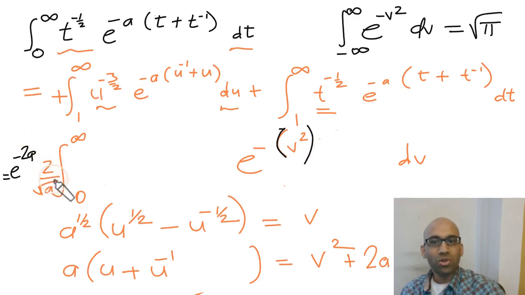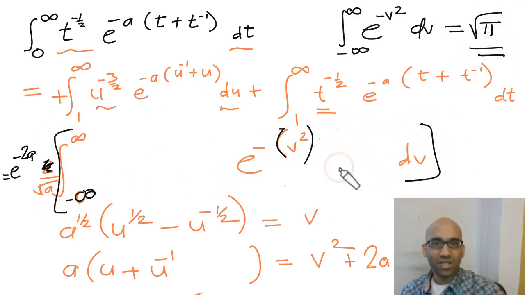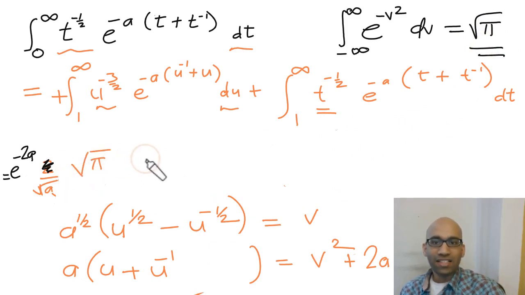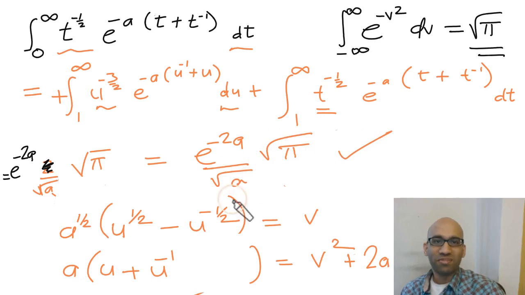And since we've got a 2 here, and from 0 to infinity we can cancel this 2 out and write it from negative infinity to plus infinity, because this function is symmetric over positive and negative numbers. And so we can have negative infinity to plus infinity of e power minus v squared dv is equal to square root of pi. And so all of this piece here is just square root of pi. So let's write that down. And so this is going to be our final answer, e power minus 2a divided by square root of a times square root of pi.